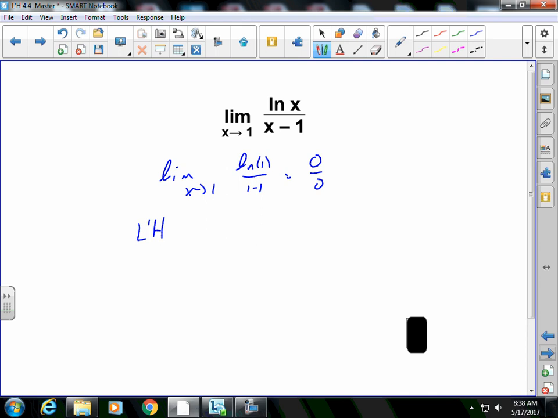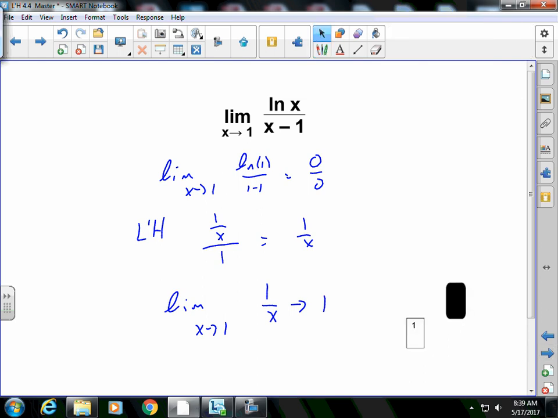I then want you to tell me LH, saying I'm applying L'Hopital's. Then I'll take the derivative. The derivative of ln of x is 1 over x, and the derivative of x minus 1 is just 1. So I get 1 over x. So we're looking at the limit as x approaches 1 of 1 over x. Well, that whole thing goes to 1. And that's how we're going to do this.